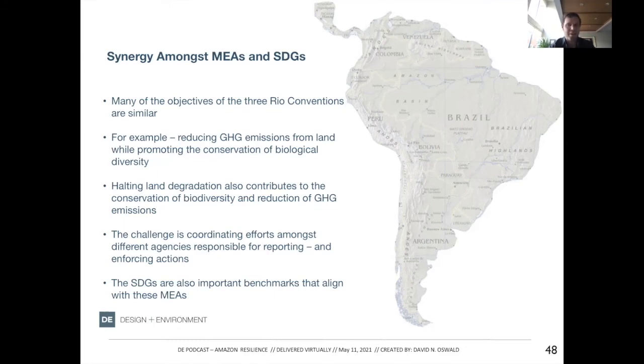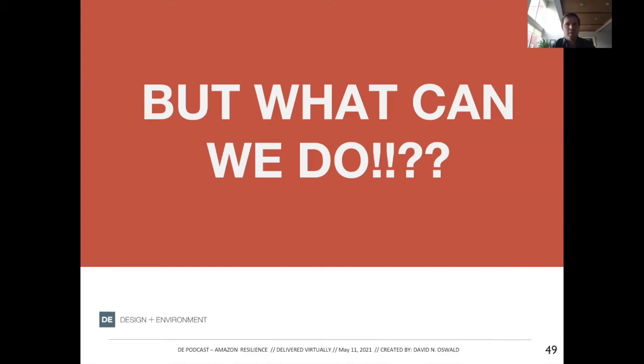But as you heard from Katya, it's hard to put a lot of faith in global voluntary frameworks, because there's no guarantee that they're going to achieve what they're setting out to achieve, and frequently they don't meet those targets. So the SDGs are also important. We've talked about SDGs before as benchmarks that align with these MEAs. The related SDGs link to those MEAs as well, and that's another task: the Sustainable Development Goals. So what can we do, though?